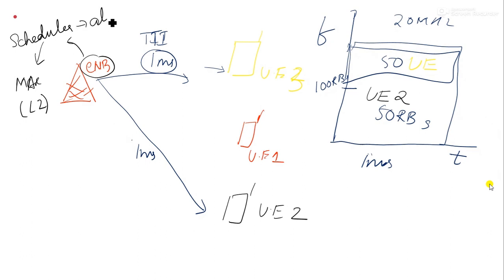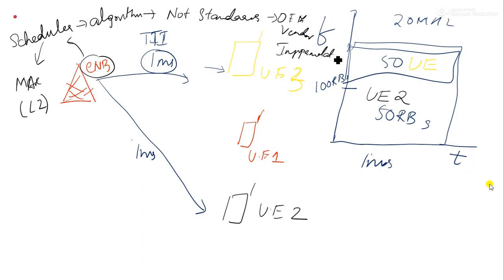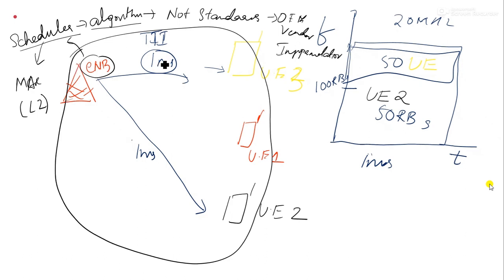This will be purely based on some algorithm, and this algorithm is not standardized. So it's very important. This algorithm is not standardized. This is up to original equipment manufacturers or the vendor, or typically whoever is implementing this. Implementers can implement this scheduler based on any sort of algorithm which they think is more robust, more efficient, so that they can accommodate any number of users who come inside their network.